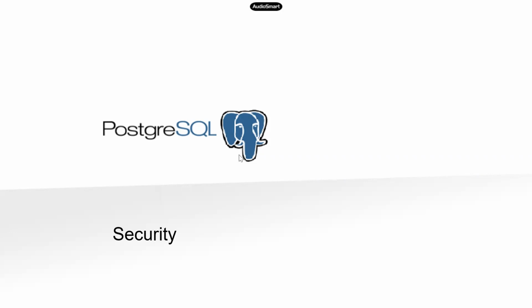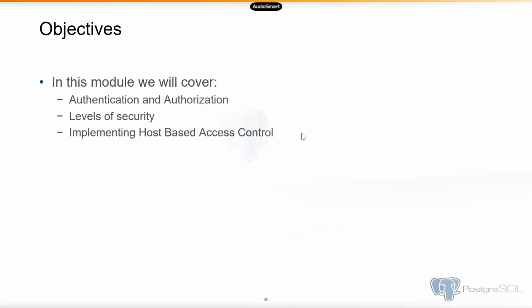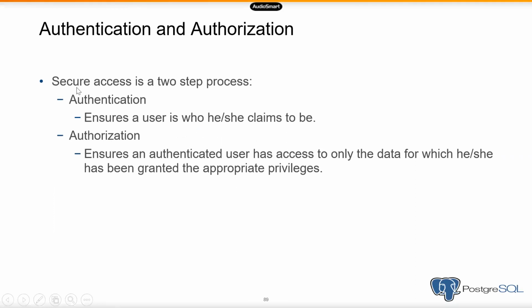In this module, we will see authentication, authorization, levels of security, and how we implement the host-based access file. When it comes to security, these are the two steps: authentication and authorization. Authentication is something like Windows login and Linux operating system login. Whenever you try to connect to the Windows operating system, it generally asks you to type the password.